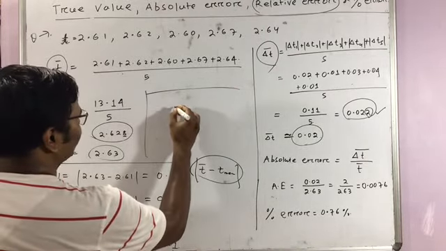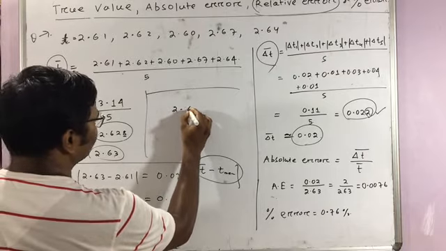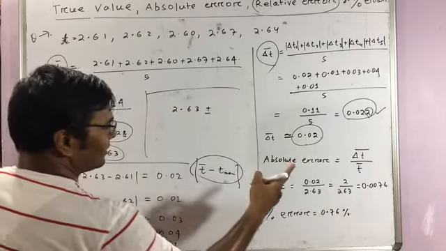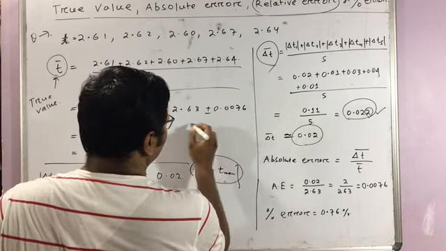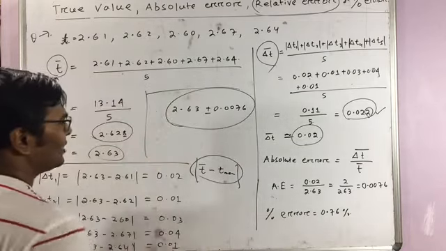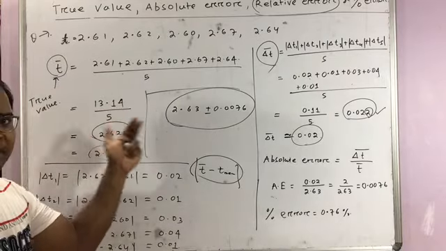Now we can report the result. While writing the result, our measurement would be given by 2.63 plus or minus, your error you need to add, 0.0076, that you need to write here. This is the way you can report your measured result.